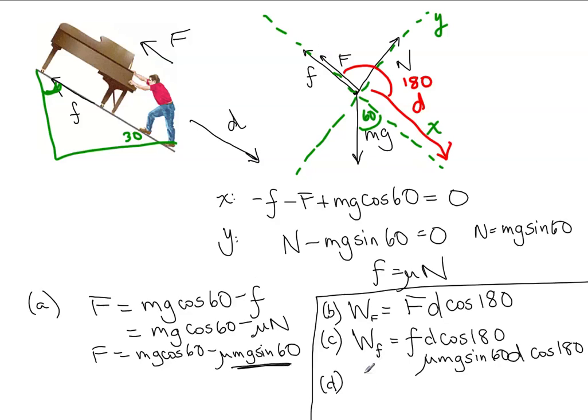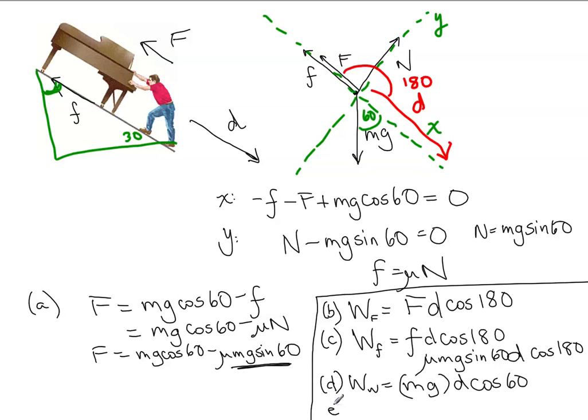Then part D asks for the work done by gravity. So for this one, we're going to be looking at this force and this displacement, and the angle between those is 60. So the work done by the weight is going to be the force of weight, which is mg, times the displacement times the cosine of 60, because that's the angle between the displacement and the weight force. And that gives that answer.